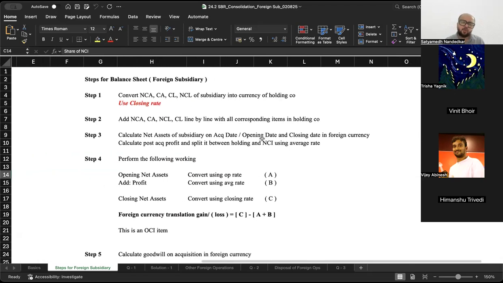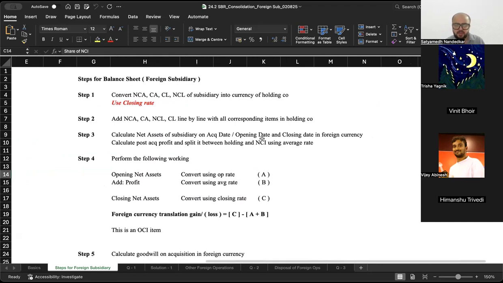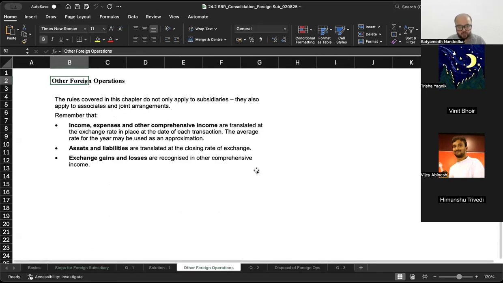I haven't seen too many questions being tested on foreign subsidiary, but off late they have started changing the way they ask questions. So I'm seeing a lot of consolidated cash flow. I will not be surprised if a question comes on foreign subsidiary. You have the steps with you. I would want you to go through those.